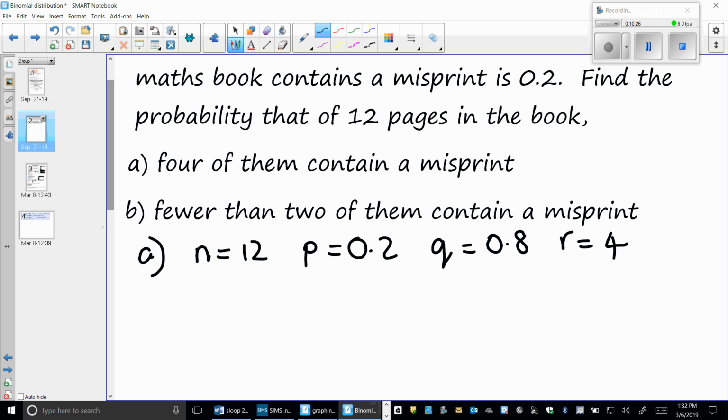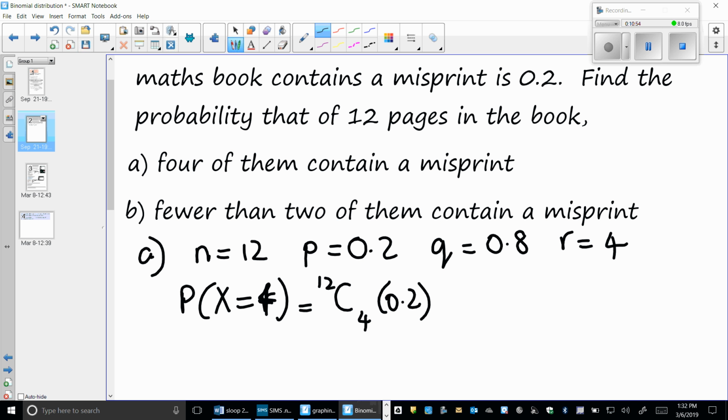So we write our big fancy thing. Big X equals 4. Oh, no, I wrote R. Equals 12C4. And then it's 0.2 to the power 4.